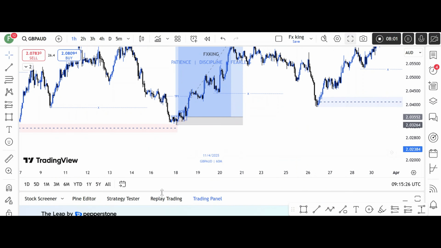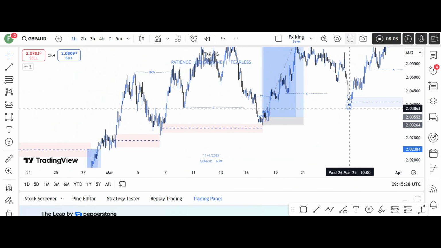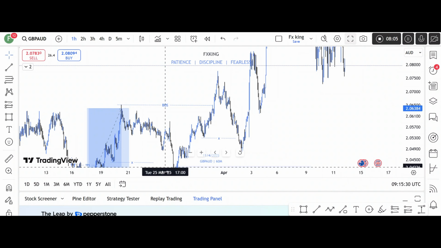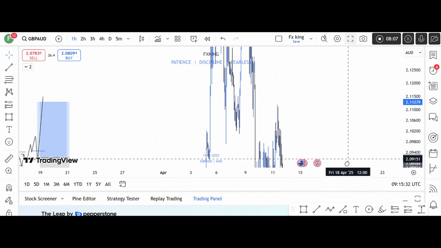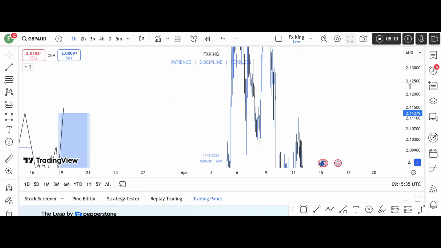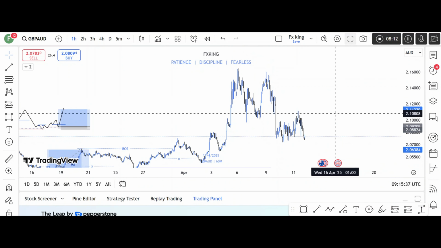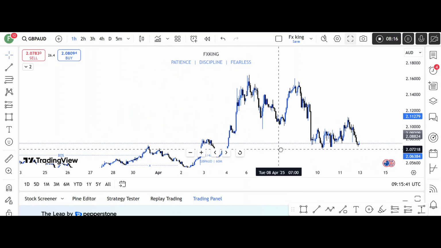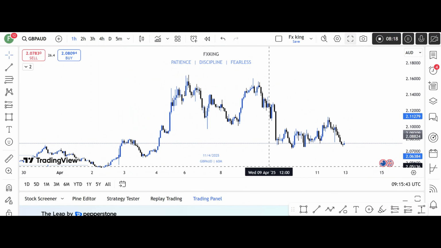So that's it for this entry model, and we are going to be going over to the next entry model, which is the most widely used entry model by anybody in the trading industry. Anybody that trades the smart money concept, this is the most widely used concept.